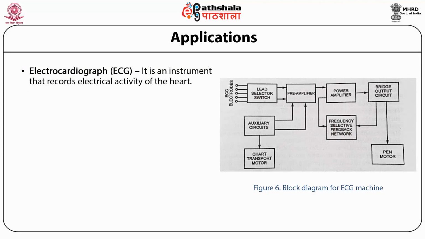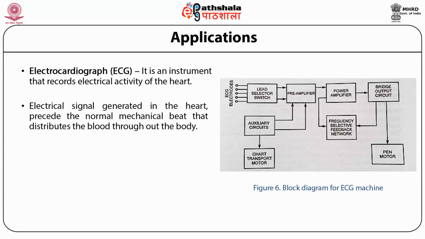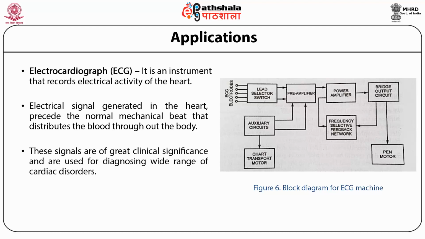Electrocardiograph. It is an instrument that records electrical activity of the heart. Electrical signal generated in the heart precedes the normal mechanical beat that distributes the blood throughout the body. These signals are of great clinical significance and are used for diagnosing a wide range of cardiac disorders. The block diagram of the ECG machine is illustrated in figure 6.